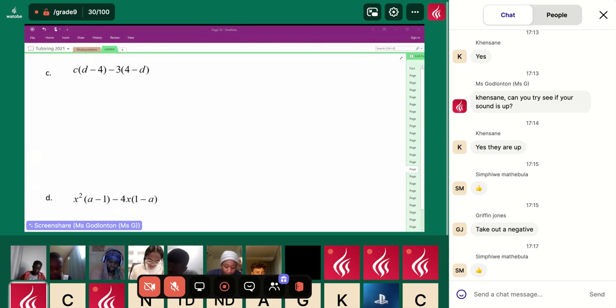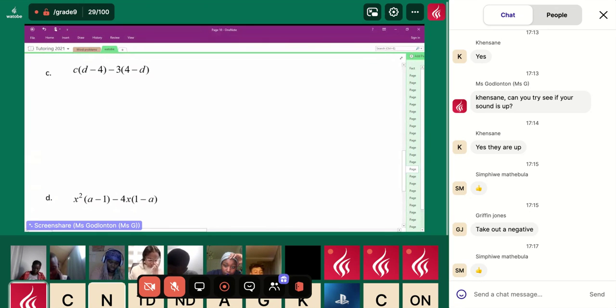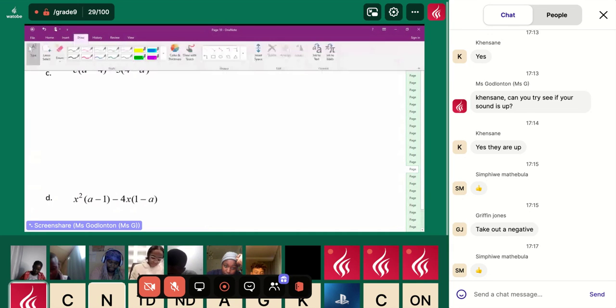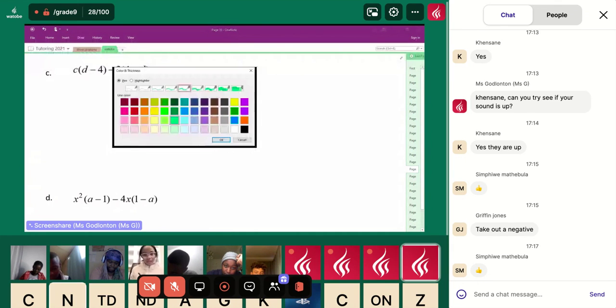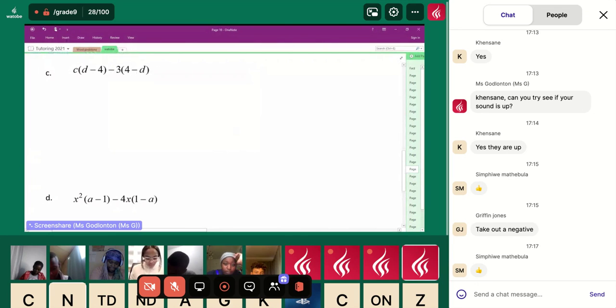Naledi, can I pick on you a little bit? Is your sound working? Yes. I'm going to pick on you a little bit. How are you finding these questions? Are you feeling okay with them, or are you feeling a bit stressed with them? They're okay, I guess. Okay, so can we kind of talk through C together? Can you tell me what you think the first thing you'd like to do with it is?